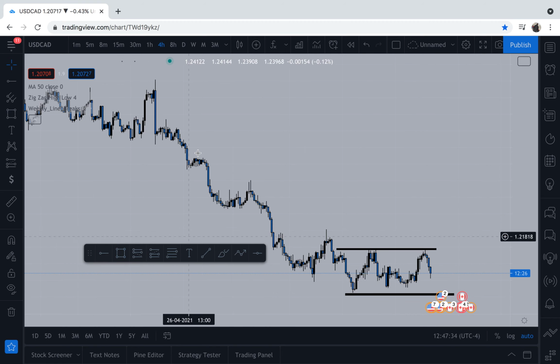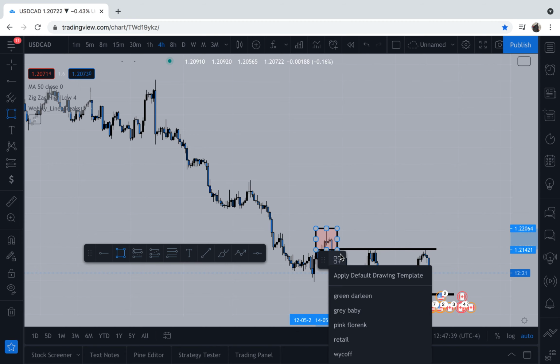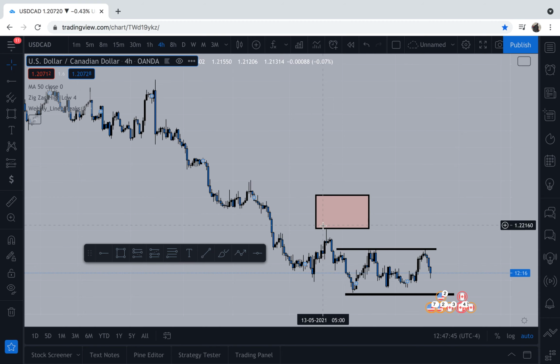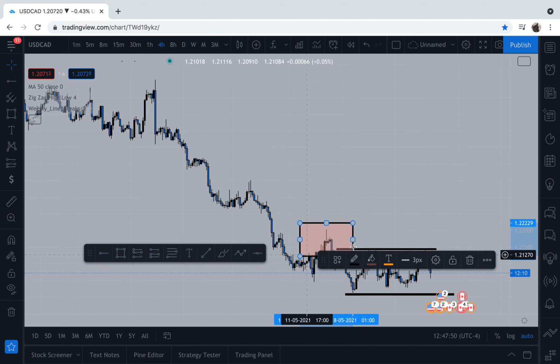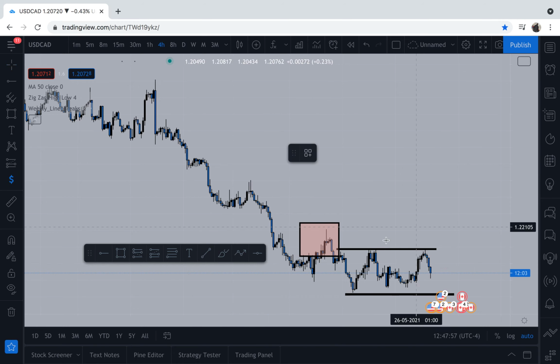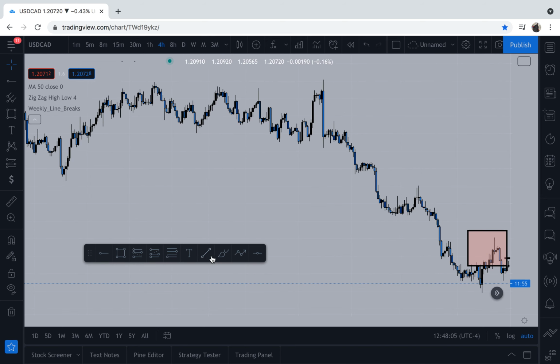I also see an institutional move here, along with the order block. Right here, money on the top, money on the bottom. Also, as I zoom up, I see retail trendline liquidity here.